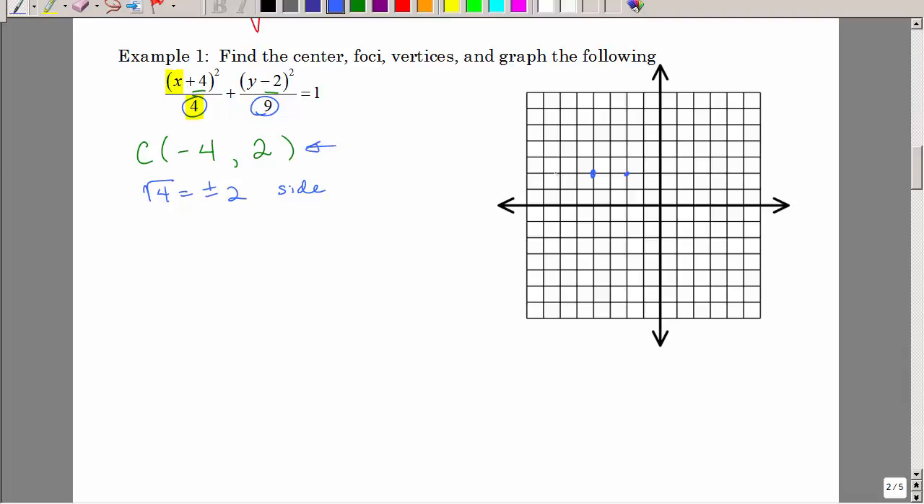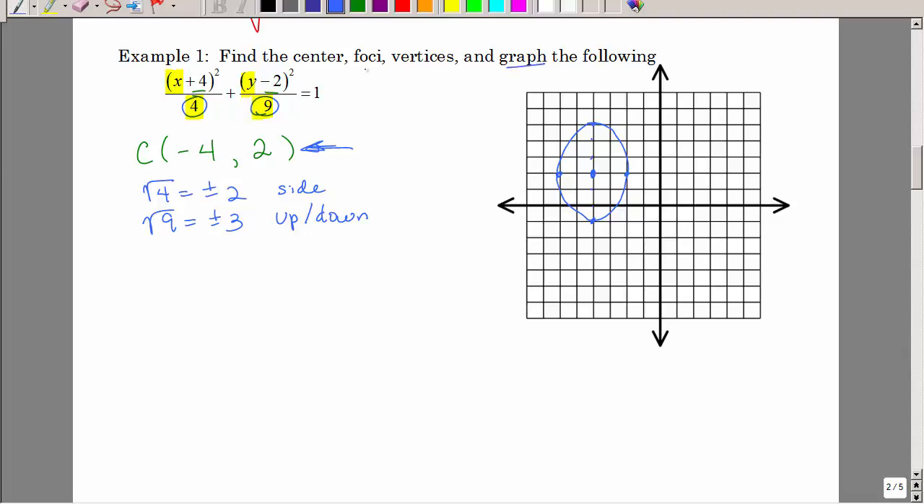1, 2, 1, 2. Then we're going to take the square root of 9, and since that's underneath the y, we're going to go up and down from the center 3. And then we're going to connect those dots as best we can to form an ellipse.